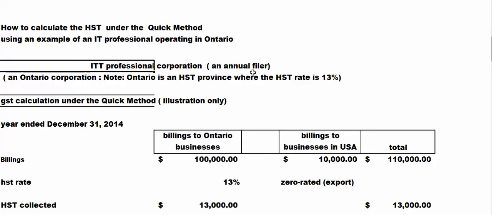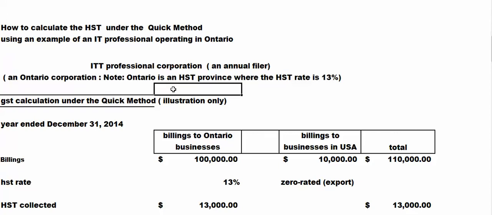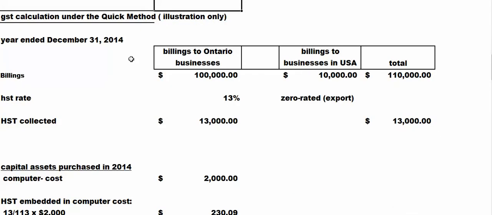He's an annual GST filer. In other words, he files his GST return once a year after his year end, and he has a December 31st calendar year end. It's an Ontario corporation, and Ontario is an HST province where the prevailing HST rate is 13%. Now, to illustrate how the calculation works under the quick method, we'll take a simple example.